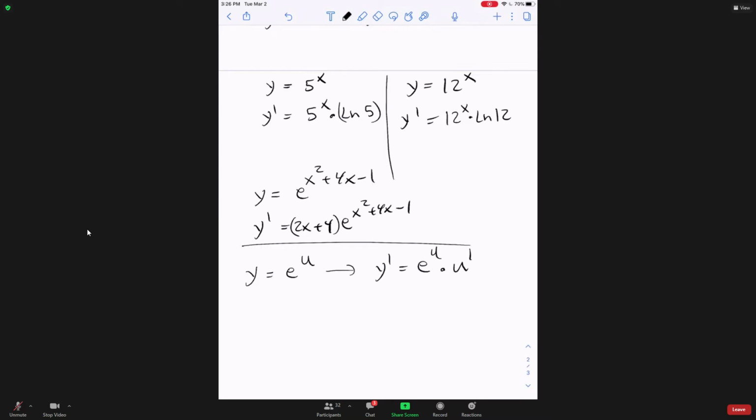Any questions? All right, you guys take the derivative of this now. Let's take a shot at it. Y equals e to the sine of x.